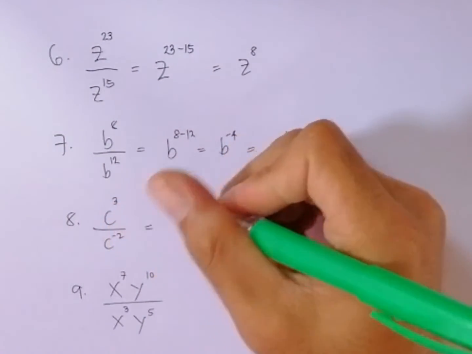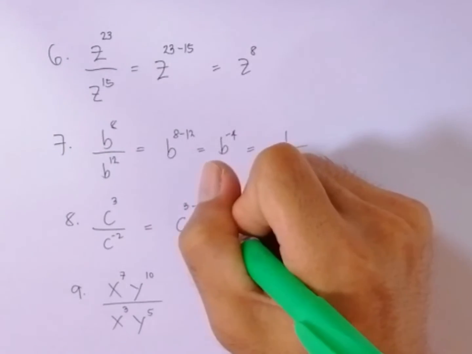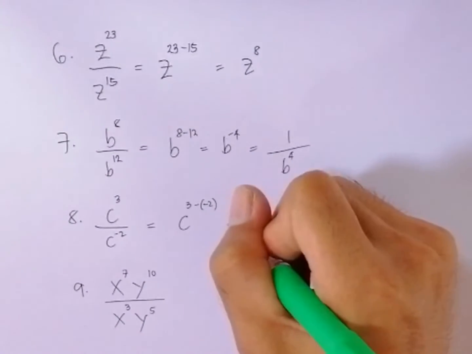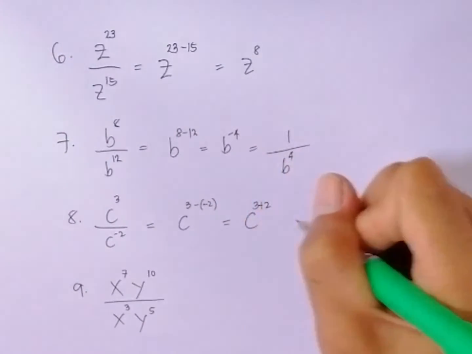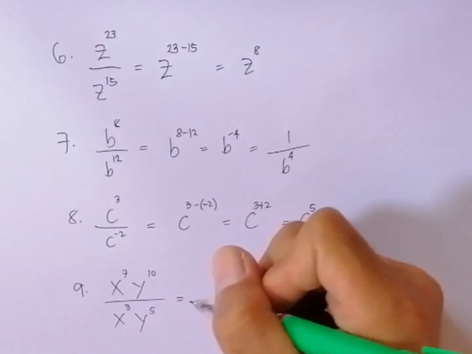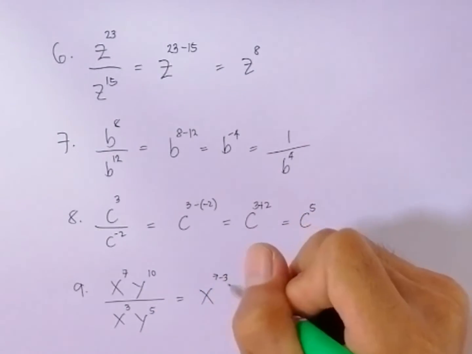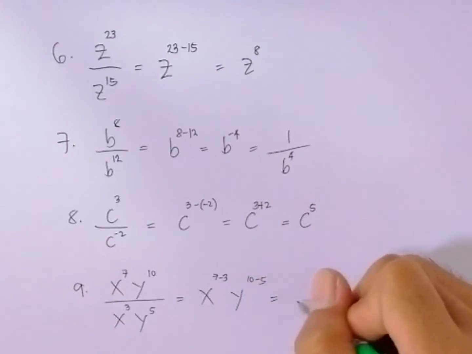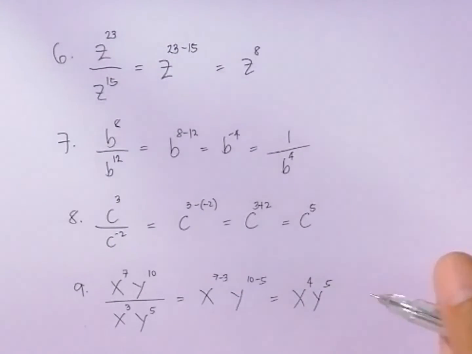Number 8, that is c raised to the power of 3 minus negative 2, and that is equal to c raised to the power of 3 plus 2, and the answer is c raised to the power of 5. Number 9, so for x, that is x raised to the power of 7 minus 3, and y is power of 10 minus 5, so the answer is x to the power of 4 times y raised to the power of 5.